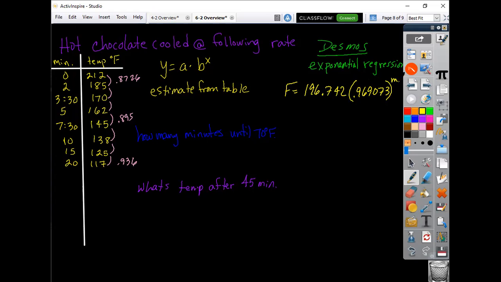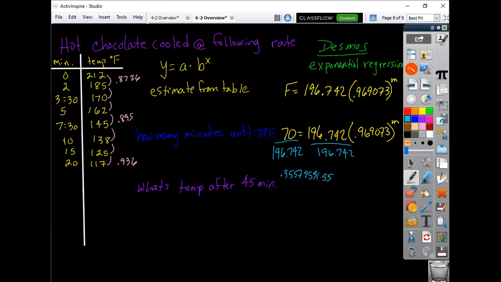All right. So now we come down to the next question, where it says how many minutes would it be until it reaches 70 degrees? So 70 goes in for my temperature. You could use the graphing feature to type this in and then just look for where it equals 70 on the Desmos graphing calculator as well. Otherwise, the algebra to solve it here would be to divide by the 196.742. After I do that, on my calculator, probably even some more gross decimals here, 0.35579599155 equals this 0.969073 to the power of x, the number of minutes.